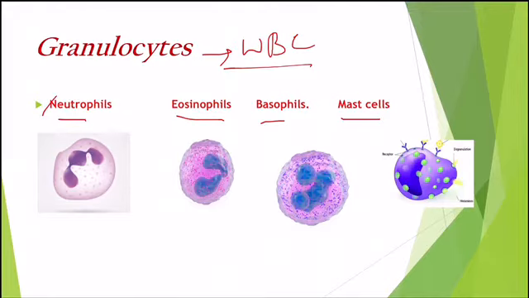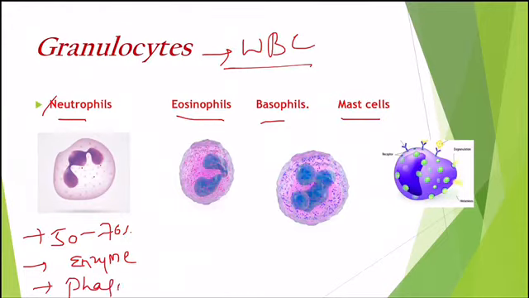Neutrophils constitute about 50 to 70%. They are more in number than the eosinophils, basophils and mast cells. Neutrophils are multi-lobed, and these lobes are joined by strands of chromatin, that is genetic material, and it contains granules. These granules are called primary granules and secondary granules. Granules are rich in enzymes. Neutrophils show the process of phagocytosis.